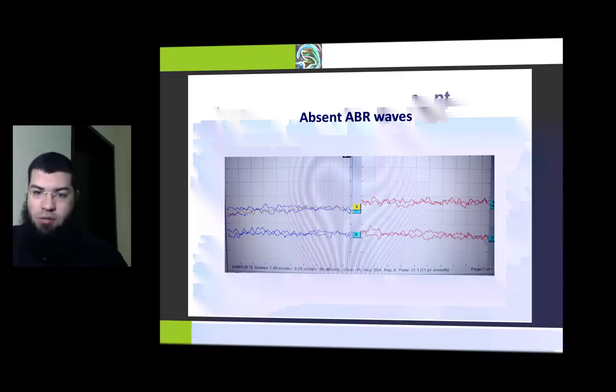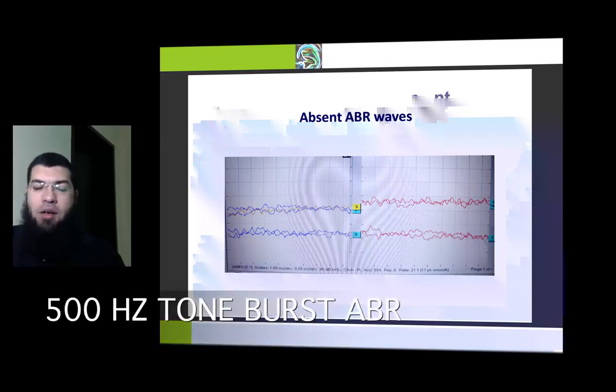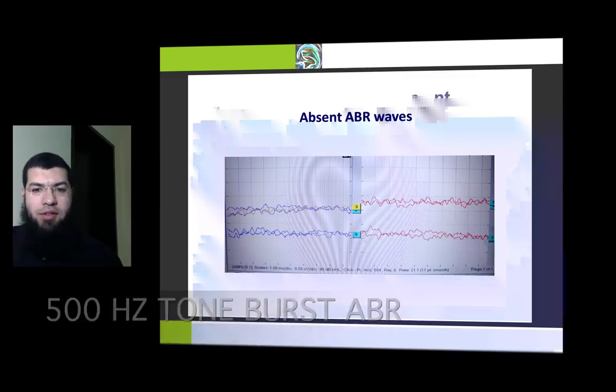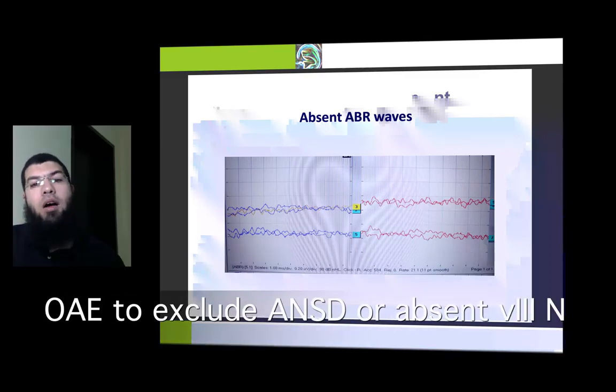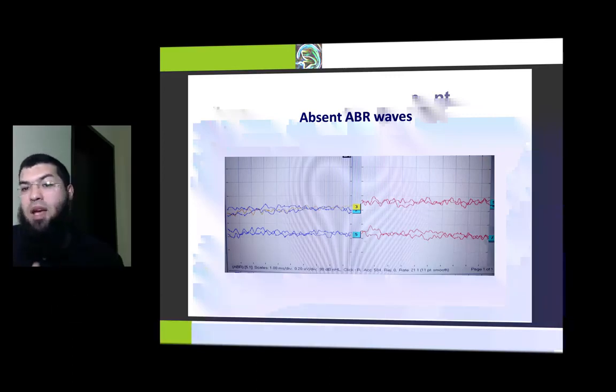In that case, we have to do two things. The first one is to do a 500 Hz tone burst ABR to evaluate the low frequency region of the cochlea. And the other thing is to do an otoacoustic emission. It may be a case of auditory neuropathy spectrum disorder, or auditory dyssynchrony.